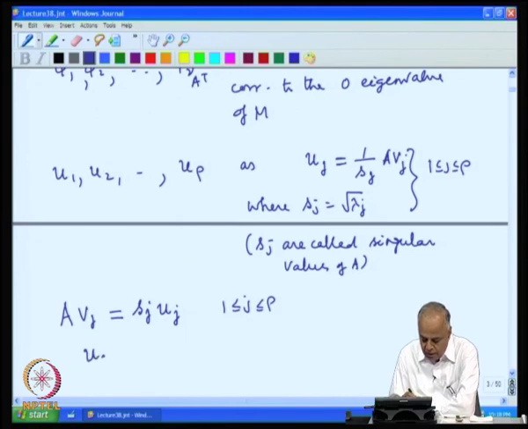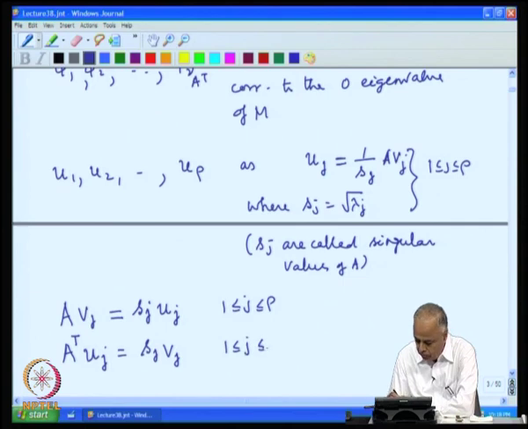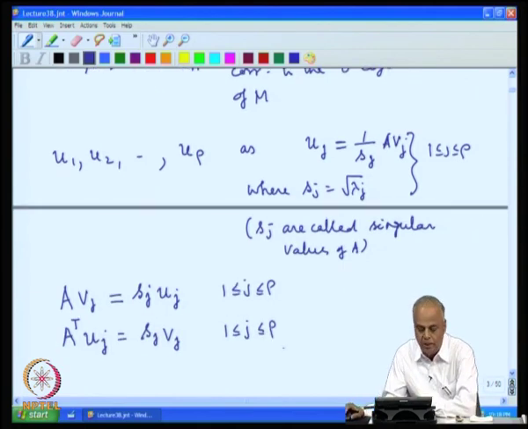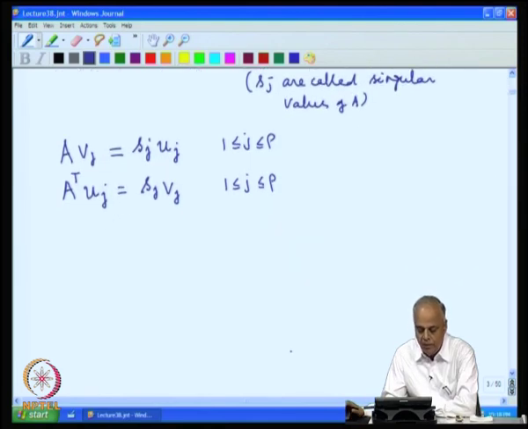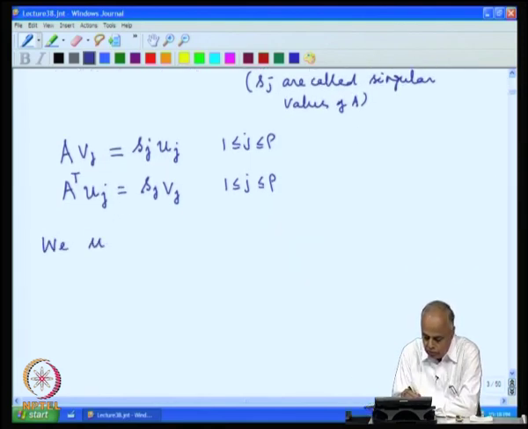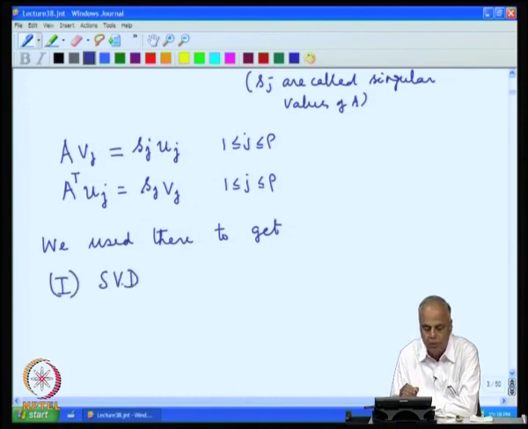Similarly, the jth vector in the basis for range of A under the transformation A transpose goes to the jth vector in the range of A transpose with the scaling factor S j, the scaling factor being the same in both the directions. So, this was our fundamental choice of the basis. We used this to get one SVD, the singular value decomposition in the product form.